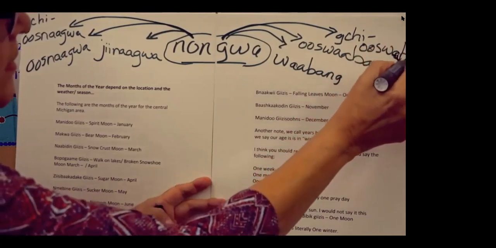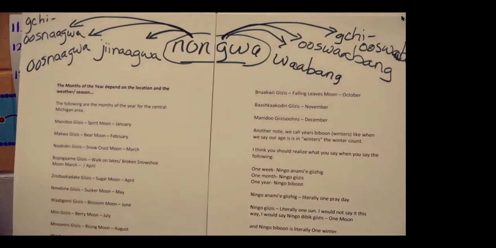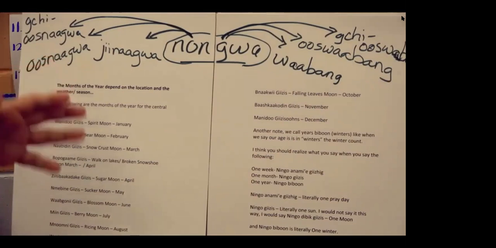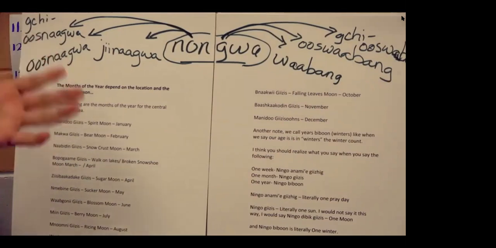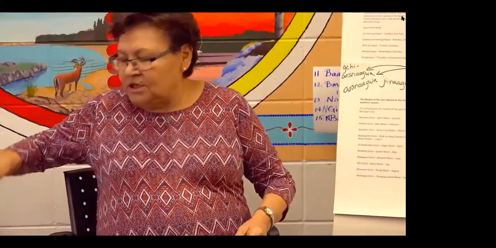Whoops, there's 2 A's there. So this was our traditional 7 days of the week. We never had Monday, Tuesday, Wednesday, Thursday, Friday, Saturday, Sunday. This was our 7 days of the week. Okay? So let me go over it again. And let's just look at a calendar here.